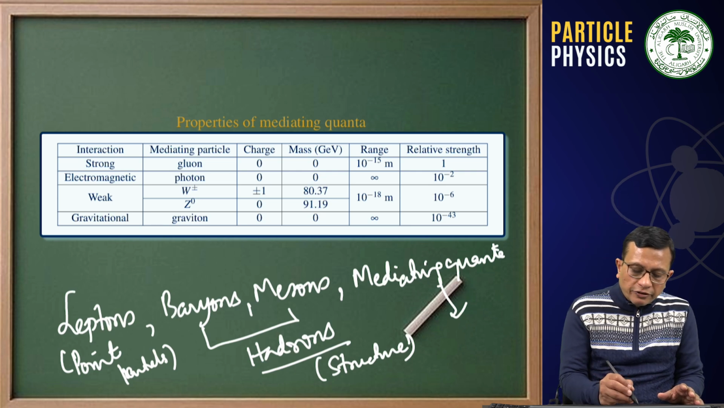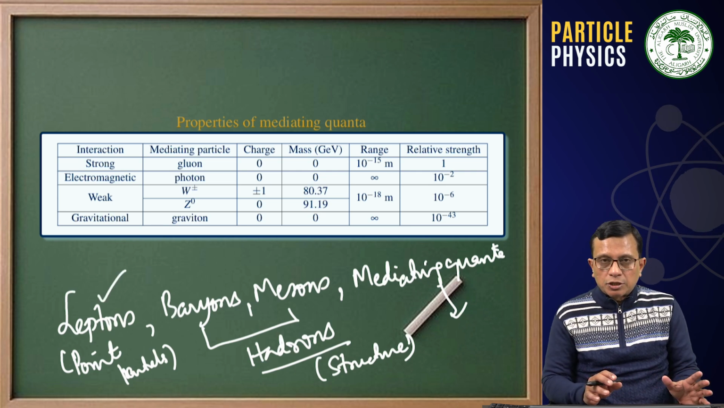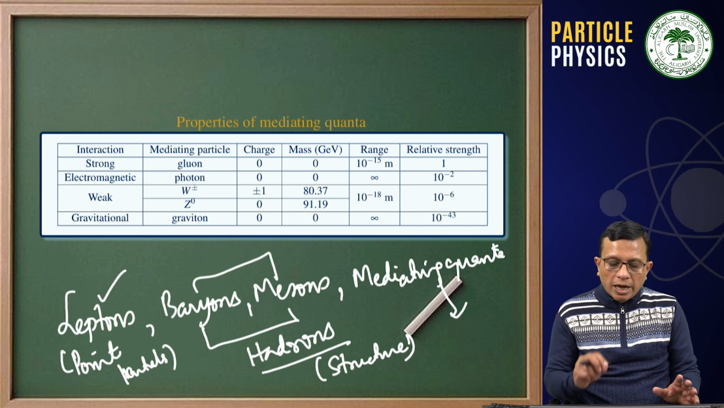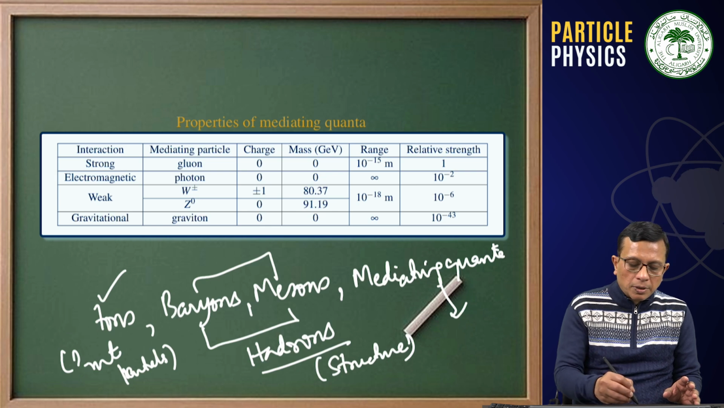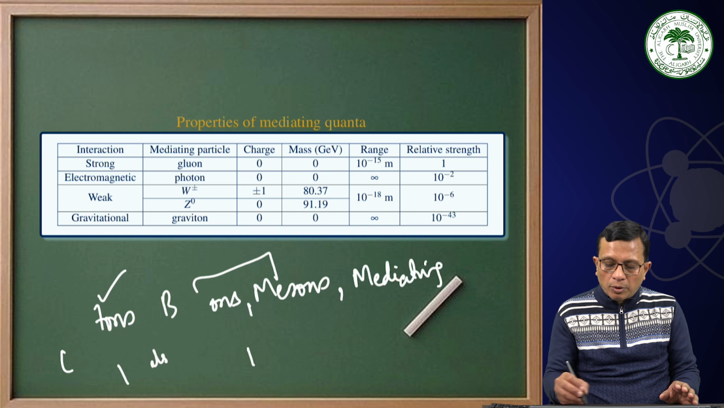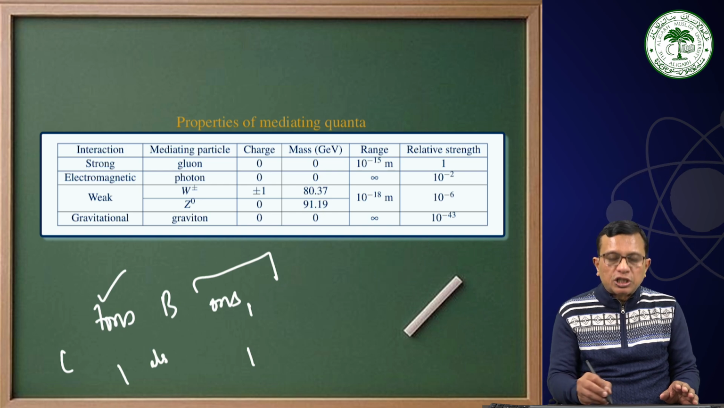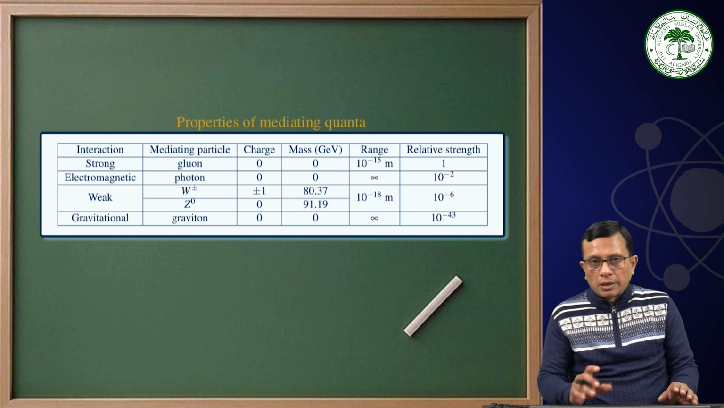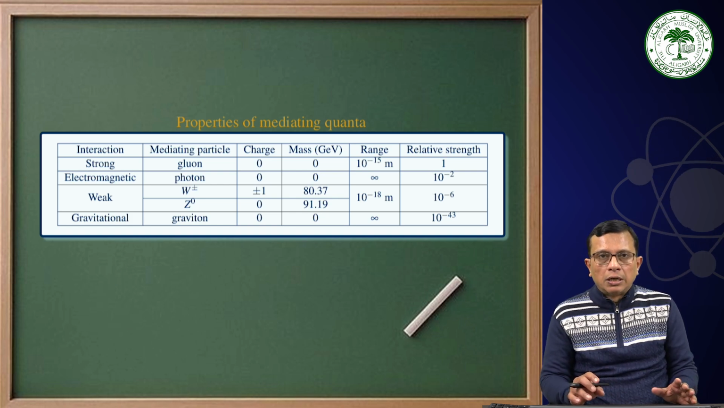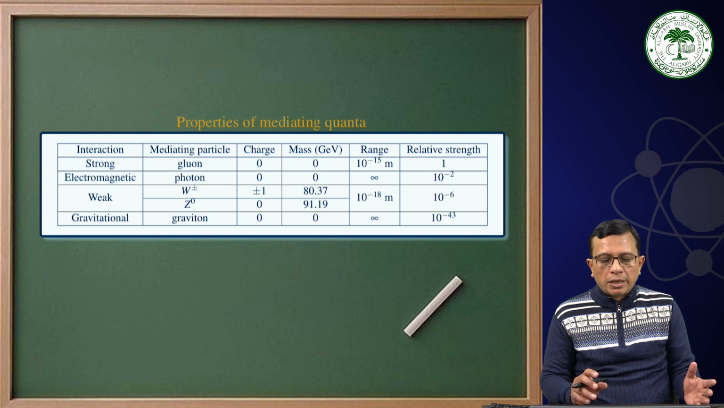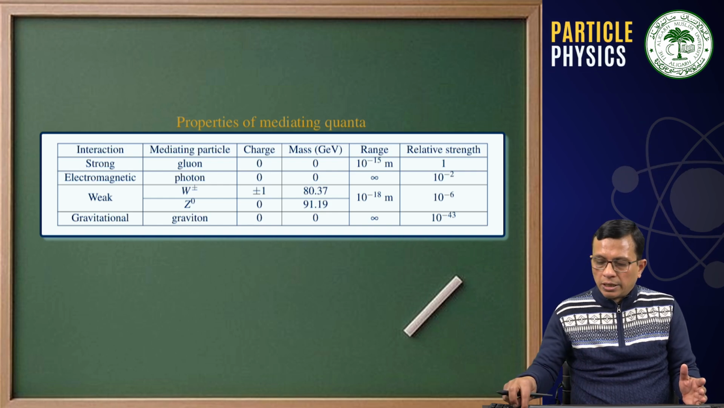Therefore, the lepton does not participate in a strong interaction. These two also participate in a strong interaction, and the mediating quanta is responsible for the interaction between two objects. Whether we are talking about the interaction between two electrons, which are charged particles, it cannot happen without the help of a photon. Similarly, the interaction between quarks cannot happen without the help of gluons, and so on.